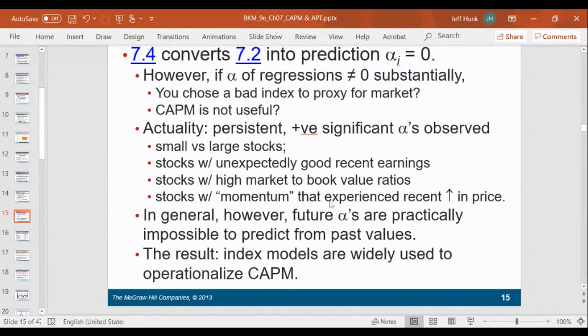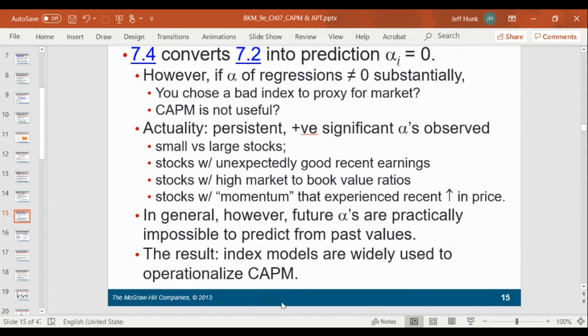And stocks with momentum that experienced recent increase in price. Momentum means, actually, short-term technical analysis metrics such as moving average, MACD, moving average convergence divergence, but we don't have time to go into that at this point.